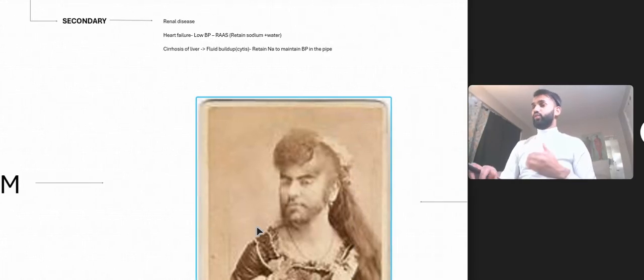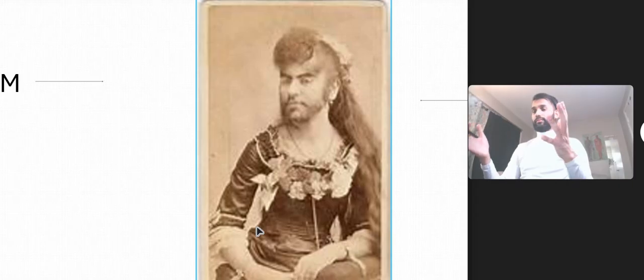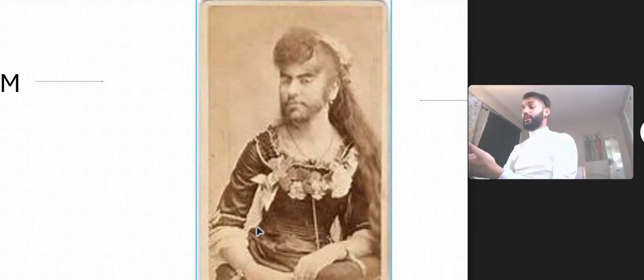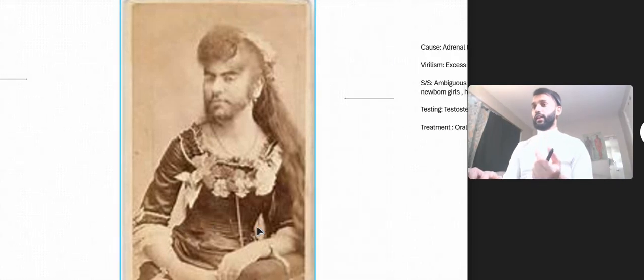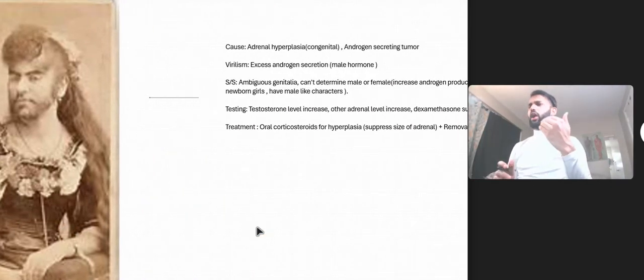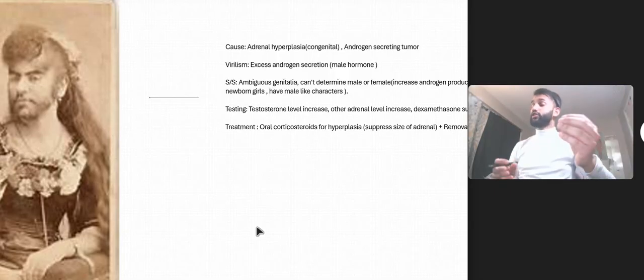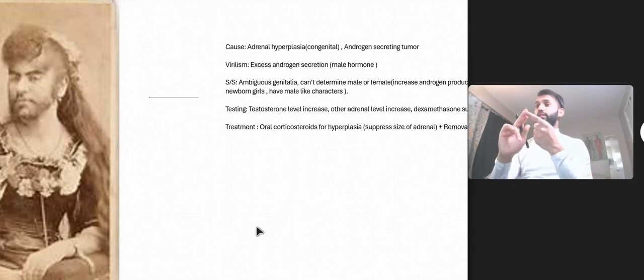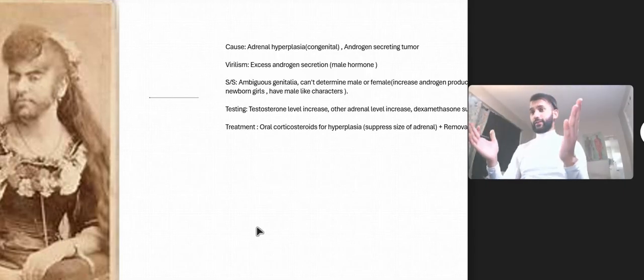In this case, this is the image I have drawn, which is a basic idea. This is a girl with some facial hair, so a girl with male-like secondary sexual characteristics. Okay. So what causes it? Again, these are mostly caused congenitally as a result of adrenal hyperplasia or an androgen-secreting tumor. So for most of these diseases, the problem lies in the adrenal gland itself, as a result of a tumor, as a result of cancer, and those kinds of things.